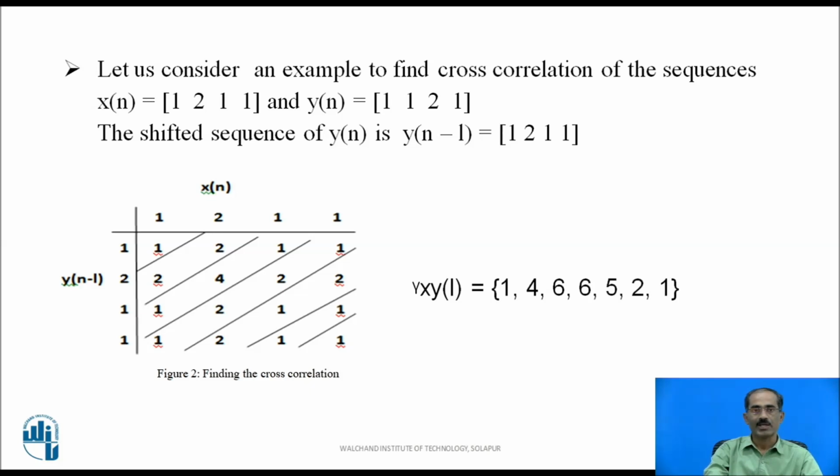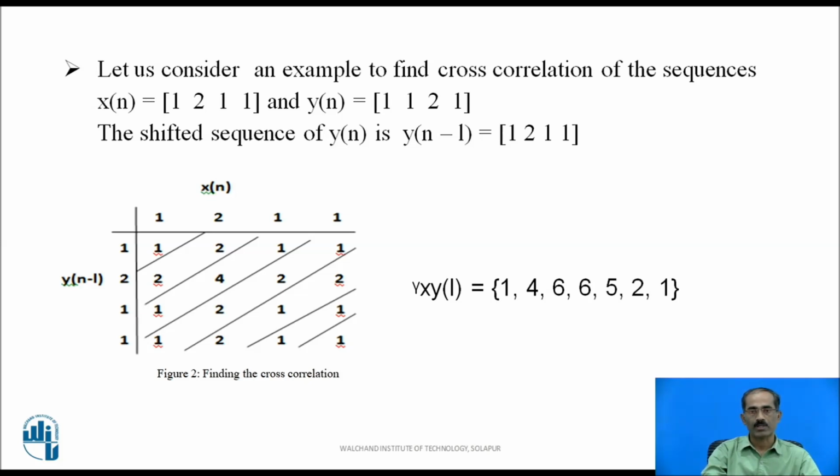Given sequences are x of n is equal to 1, 2, 1, 1 and y of n is equal to 1, 1, 2, 1. The shifted sequence y of n minus l is 1, 1, 2, 1 time reversed, and you can get 1, 2, 1, 1. Same procedure as that of autocorrelation. Write the x of n in the first row and y of n minus l, the second sequence and its time reversal, will be written in the column.